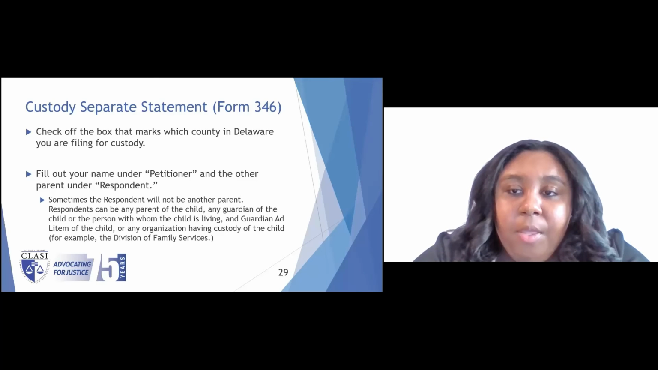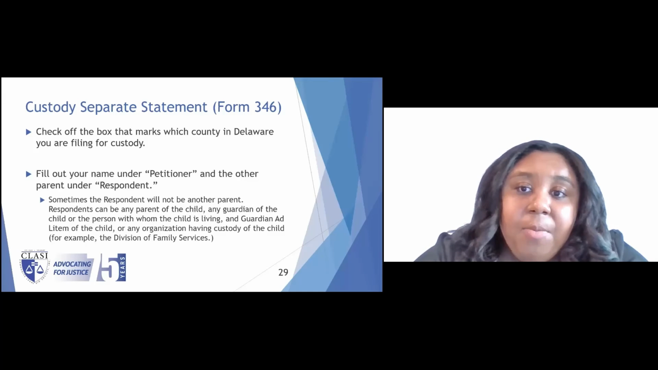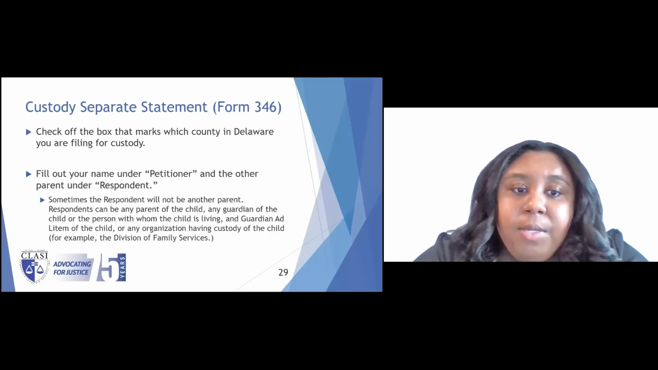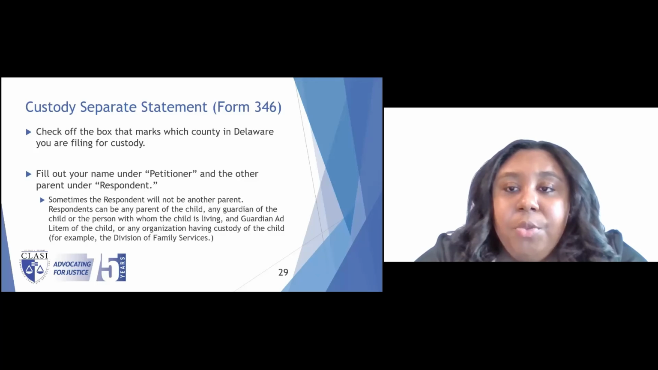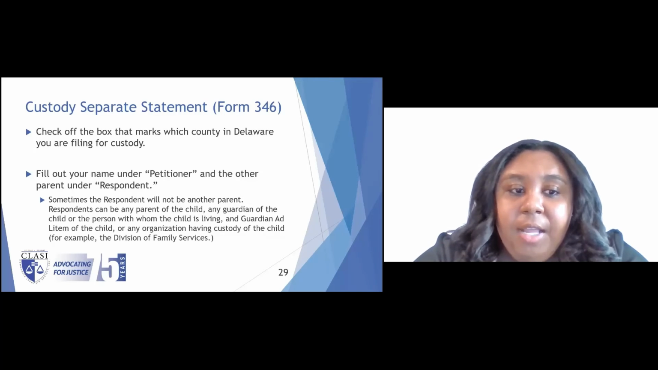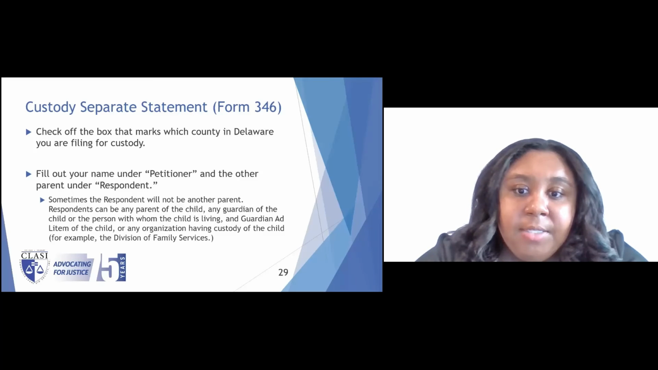Put your name in the line marked petitioner and the other parent's name in the line marked respondent. A note here: sometimes the respondent will not be another parent. Respondents can be any guardian of the child or the person with whom the child is living, a guardian ad litem of the child, or any organization having custody of the child. An example of an organization like this is the Division of Family Services.